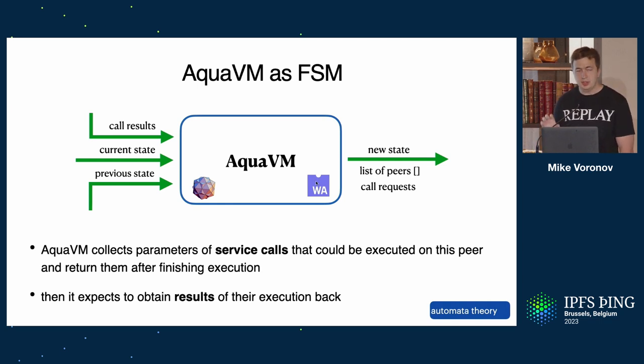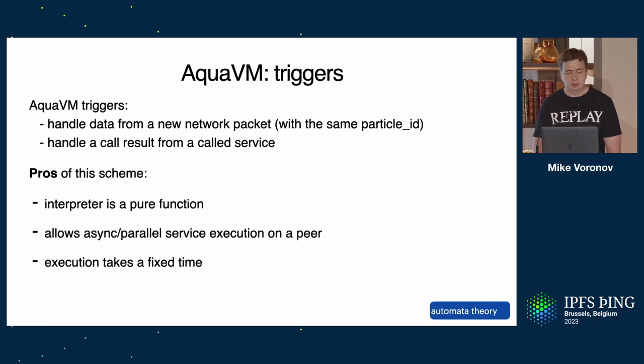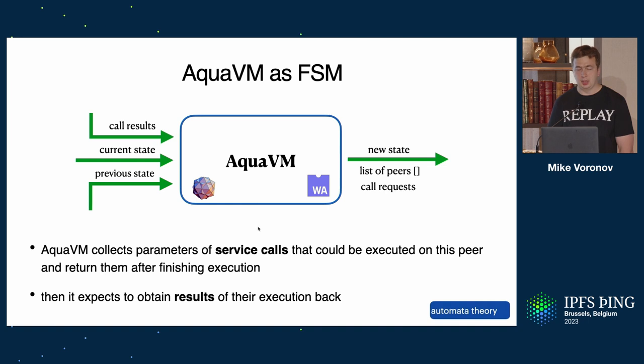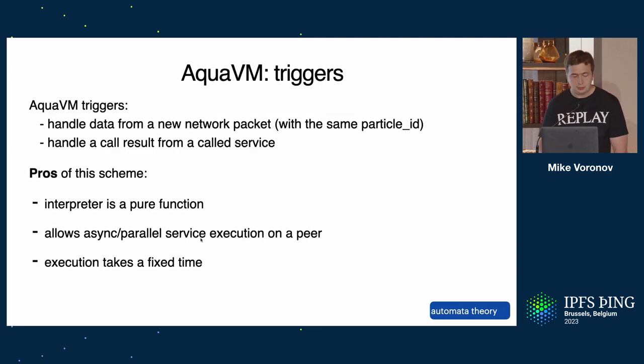But it's not all. To make this function really pure, we need to provide a way to extract call requests from AquaVM and pass call results for those call requests. Why do we need it? First of all, it makes this a pure function. Then it allows asynchronous service execution in a peer. Let's say that we don't have this scheme and we have a kind of import function from AquaVM. Now it would require a lot of moving parts. It could be made synchronous, but it would take a lot of time, and it wouldn't allow asynchronous service calls and whatever. Also, in this scheme, execution takes a fixed time.